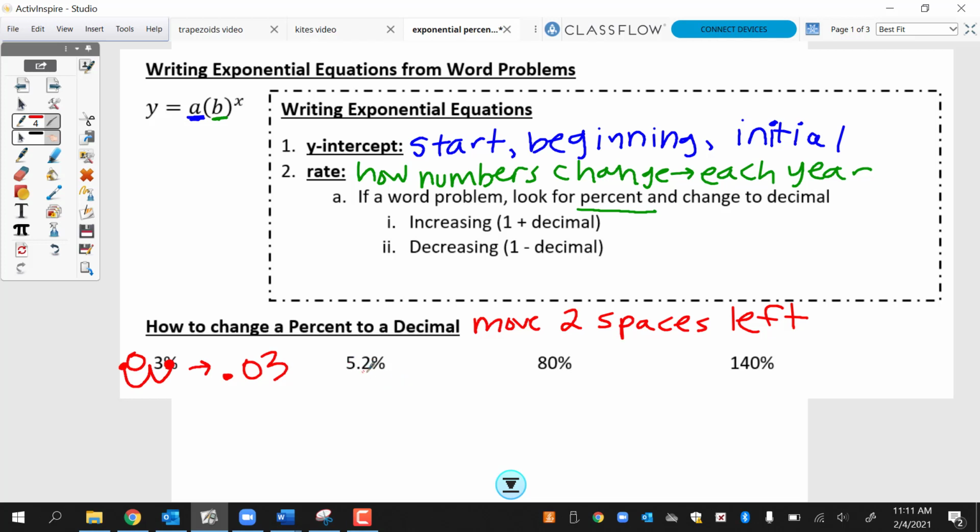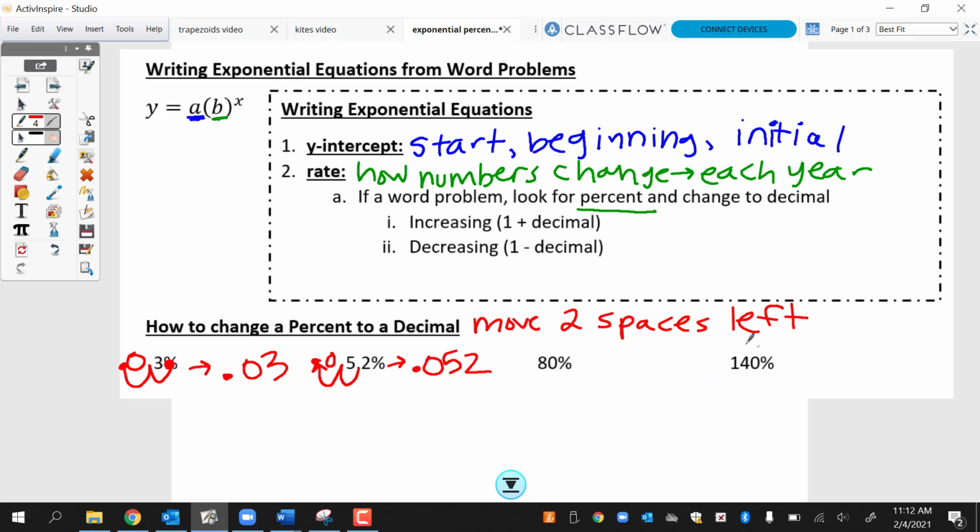Okay, let's try the next one. So 5.2%. Oh, we said there's already a decimal there, so I start where it already is. I move 1, 2 to the left, and now that is where the decimal is. In my blank spot, I put a 0. So now that's going to be 0.052.